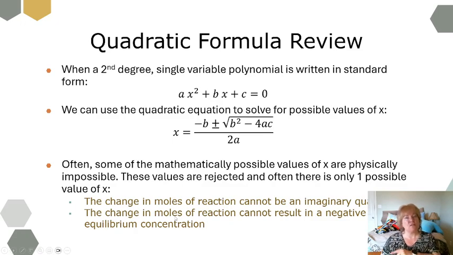Additionally, the change in the moles of a reaction cannot result in a negative equilibrium concentration. When I'm done, all concentrations must be positive values, right? You can't have a negative concentration. So if I get a value of x that results in a negative equilibrium concentration, then it's not possible. So oftentimes, although I get two roots, very frequently one of them can be eliminated as being an impossibility.